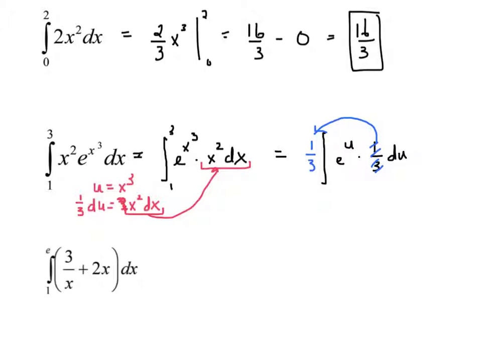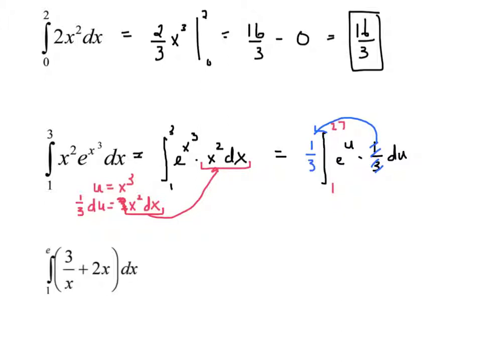Now I also want to redo my bounds. You'll see here the bounds used to be 1 and 3, but that was in terms of x. Well, if I plug 1 in here, 1 cubed is still 1, so the new lower bound is still 1. But if I take the upper bound of 3, 3 cubed is 27, so that's my new upper bound.